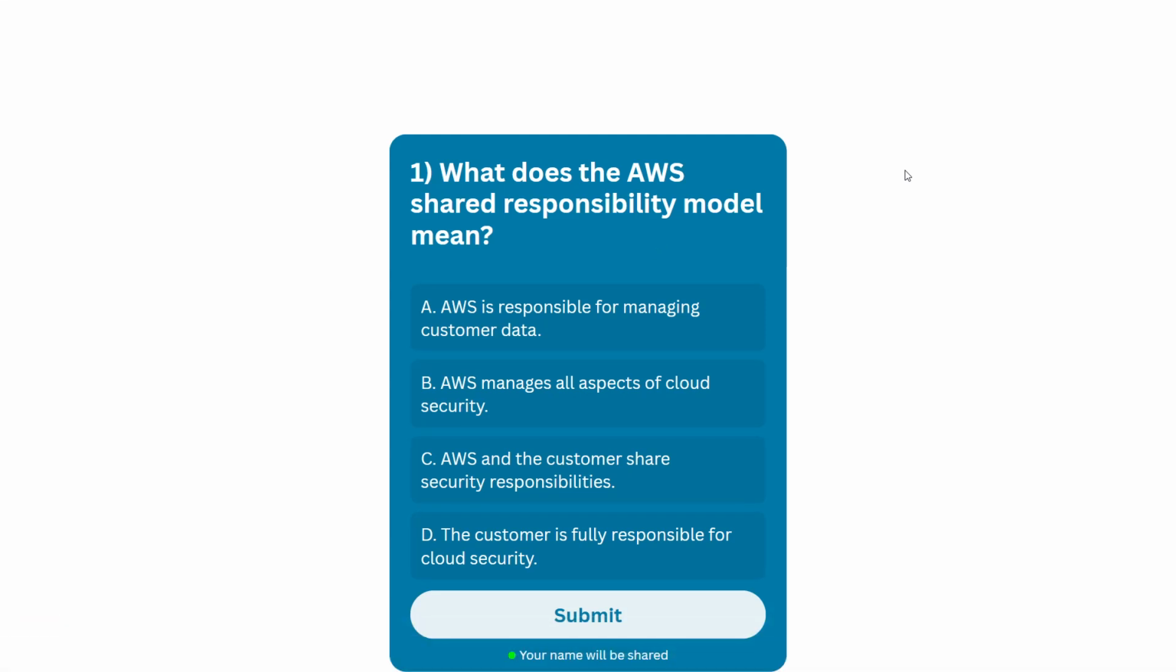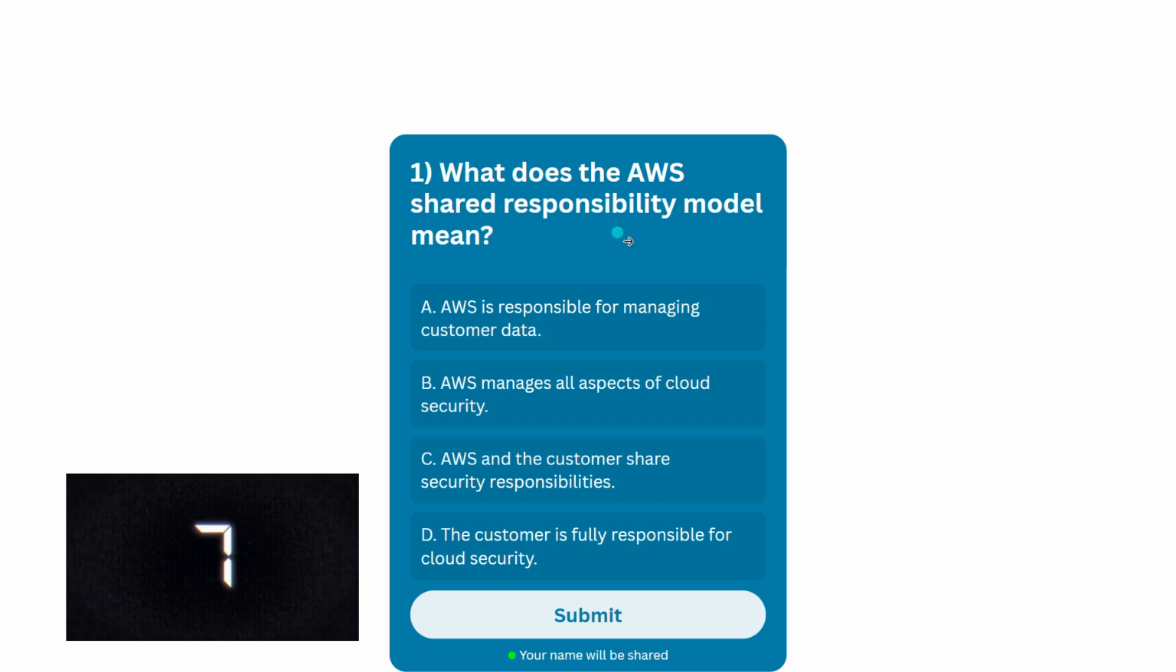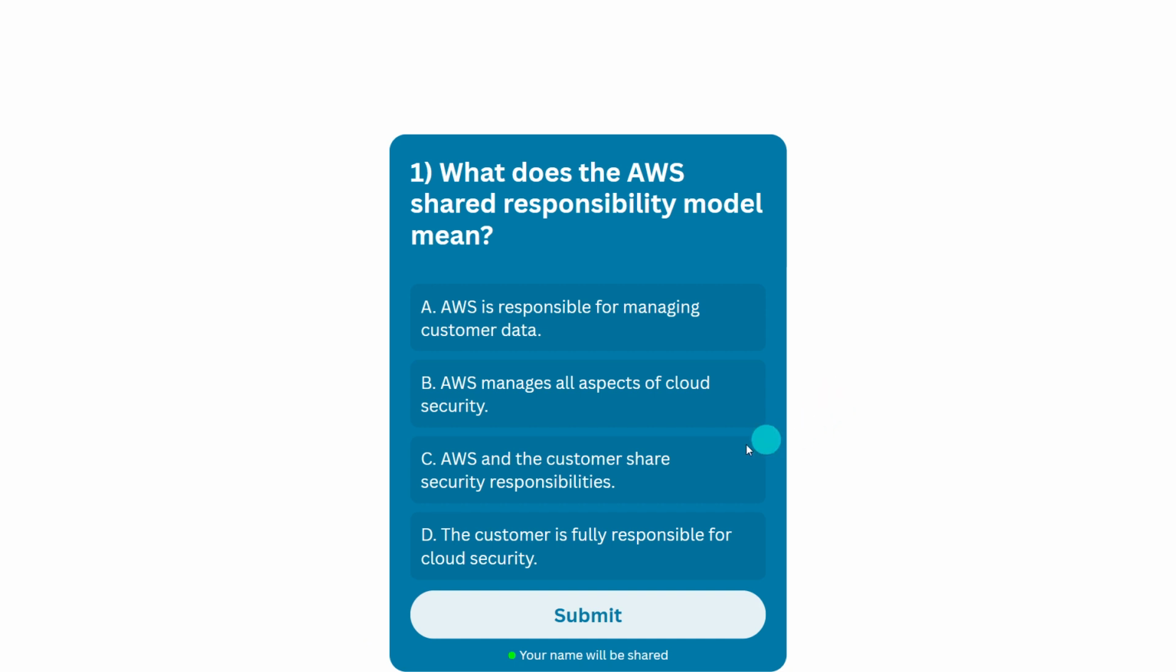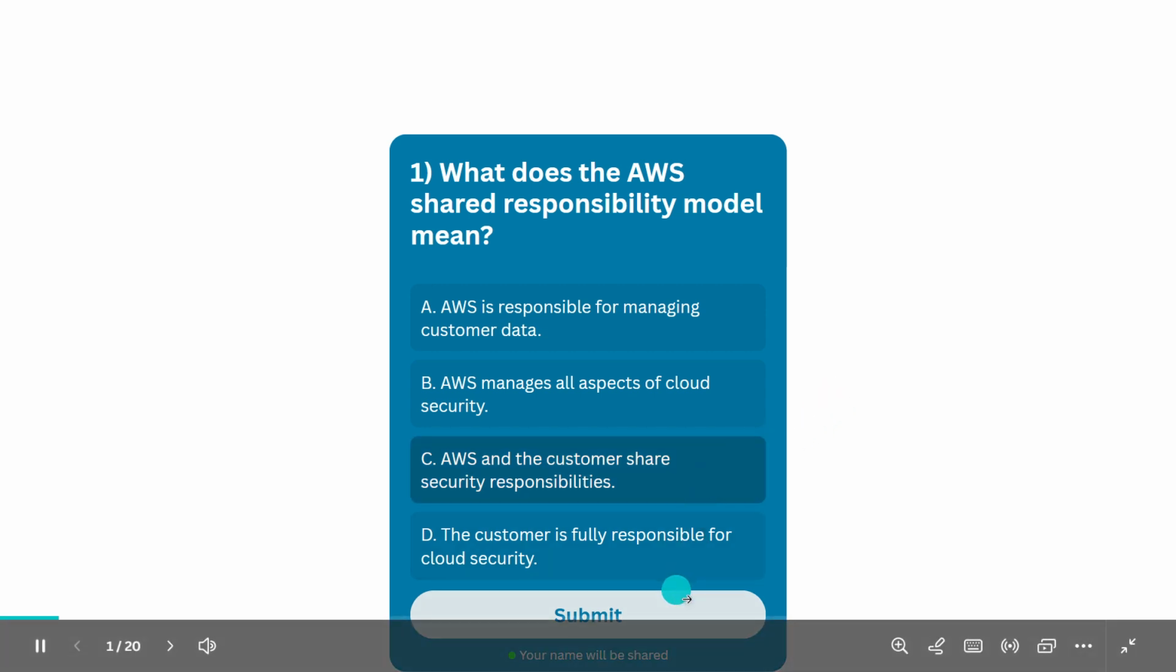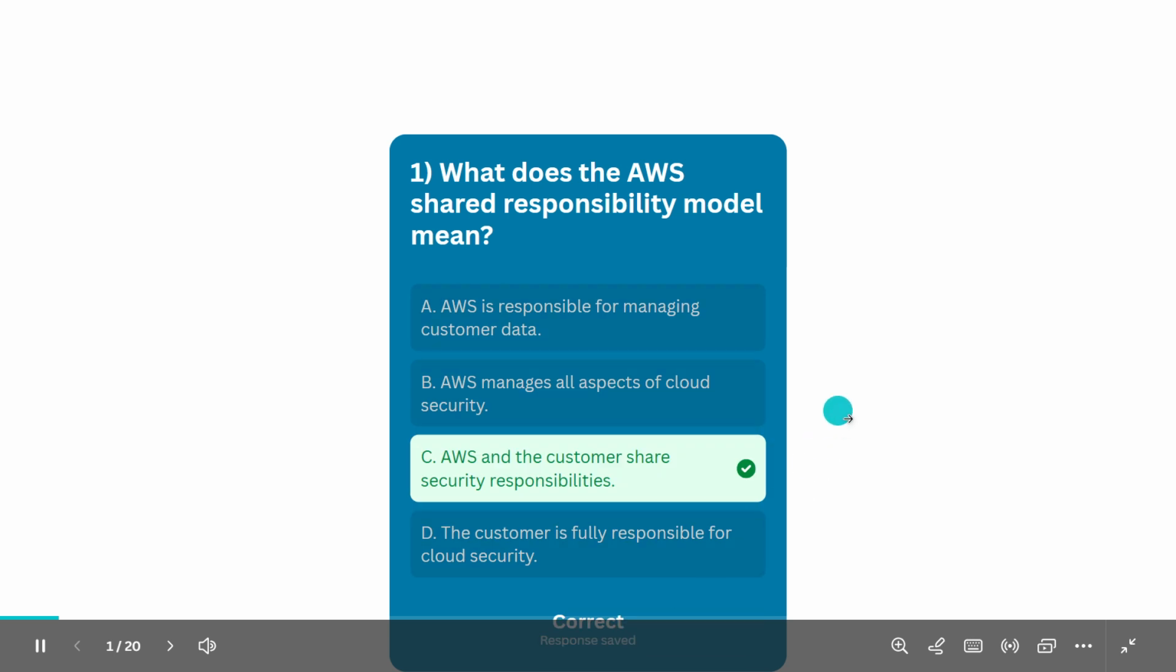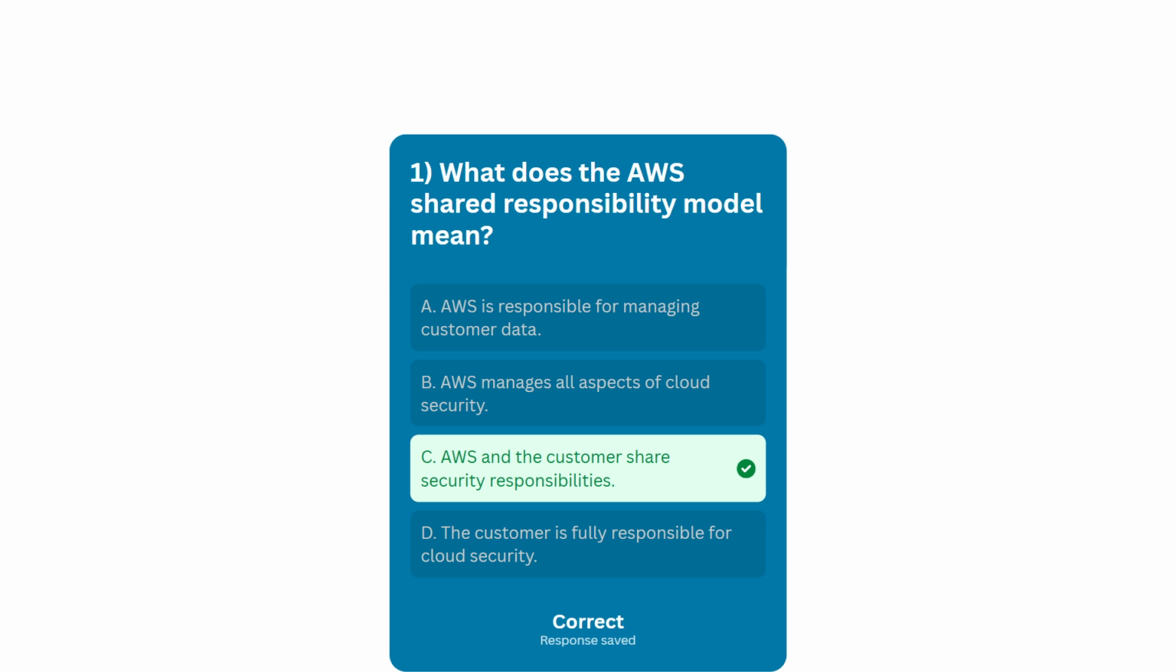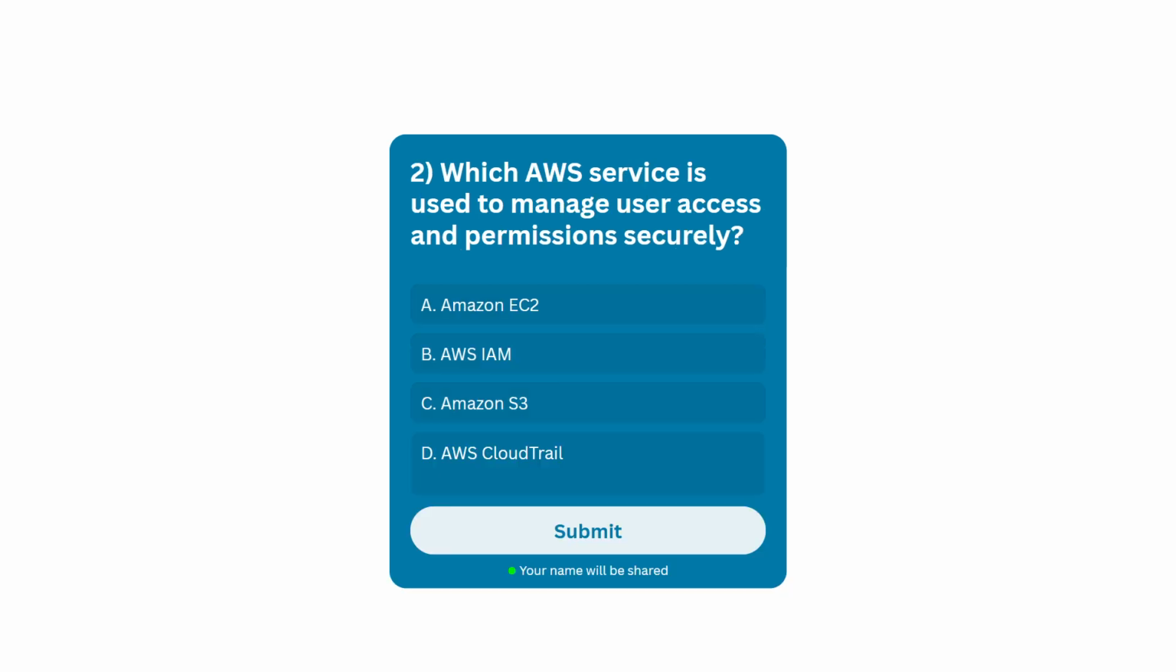What does the AWS shared responsibility model mean? AWS and the customer share security responsibilities. AWS handles security of the cloud, like infrastructure, while customers are responsible for security in the cloud, like data and access. Which AWS service is used to manage user access and permissions securely?